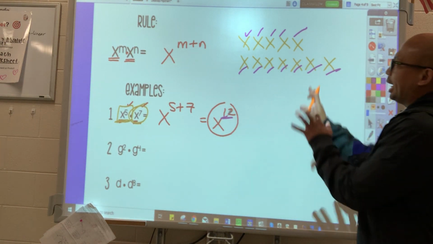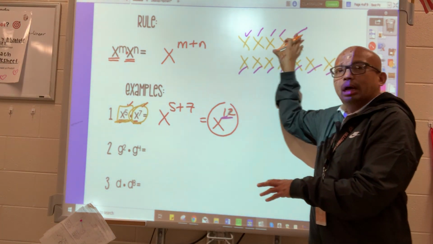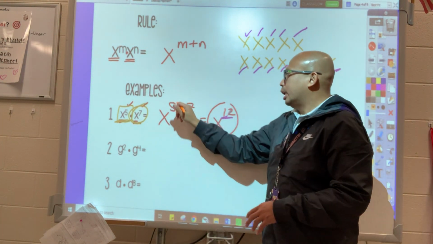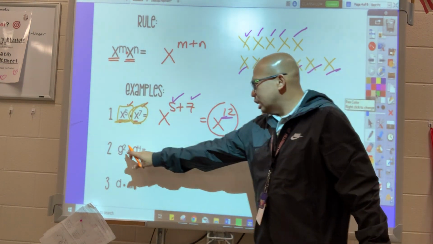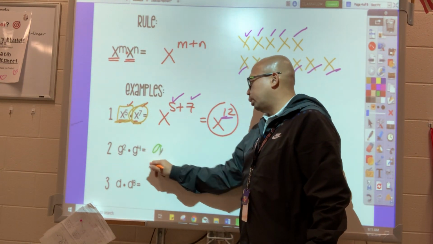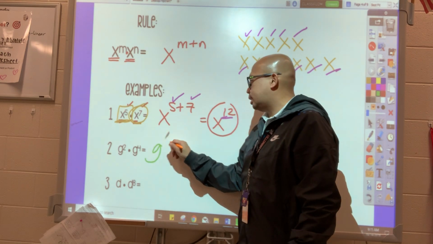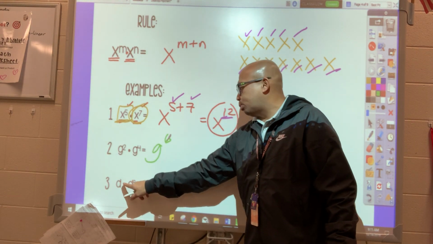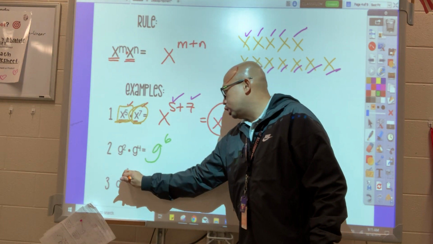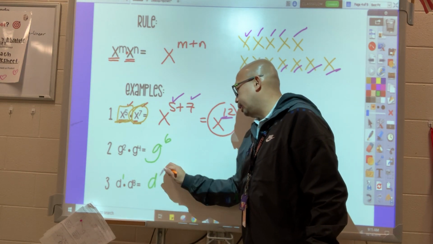But obviously, I'm not going to ask you to list them down all the time. Let's just do the rule that you just have to add the exponents. G squared times G to the 4th is going to be G to the, copy the base, and 6. D times D to the 8th. What's the imaginary exponent of this D here? 1. So what's the answer? D to the 9th. Kaboom.